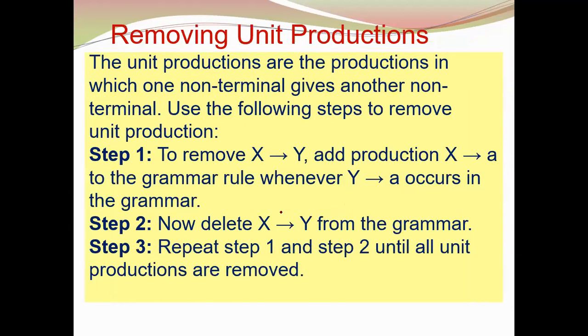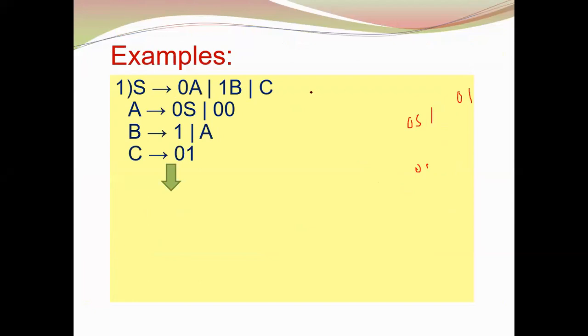The next one, removing unit production. I have already explained what a unit production is. When one non-terminal derives another non-terminal, that is called a unit production. S tends to B, or S tends to C, or C tends to A. Unit production is nothing but one non-terminal deriving another non-terminal. This is the unit production. How can we remove this? Now please tell me which one is the unit production here.